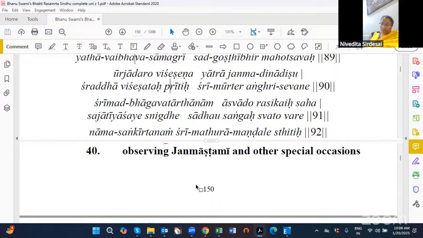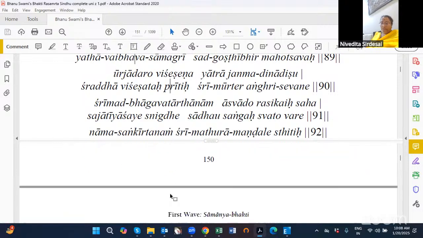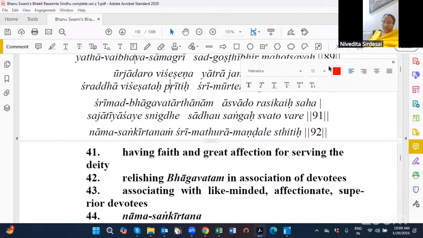Observing Urjamas, that is Kartik, Visheshena. Then Yatra Janmadinadishu, observing Janmashtami and other special festivals. Then Shraddha Visheshatah Priti, having great faith and great affection for serving the Lord. Angri Sevana. So here only three are there. First two and last two, one.